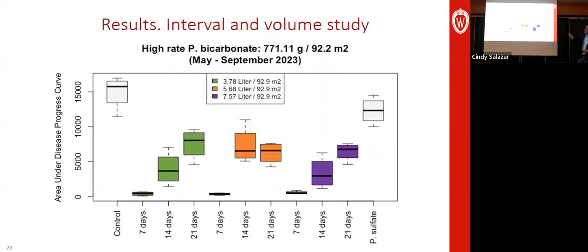But a lot of different products that we can use are providing significant control of dollar spot. Here's the one where we focus in on potassium bicarbonate and we look at the different reapplication intervals and the different water volumes, right? So the colors are the water volumes.